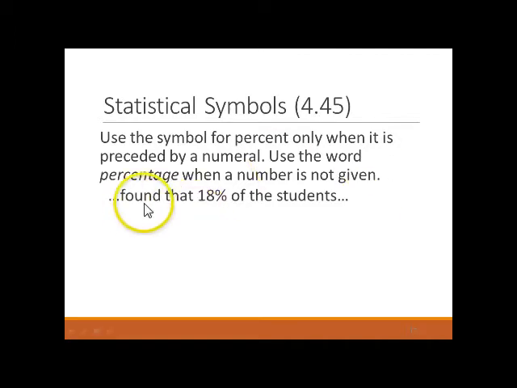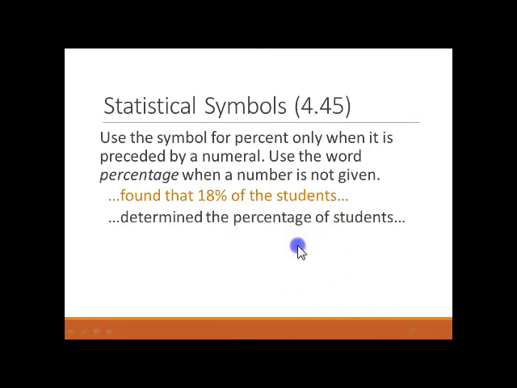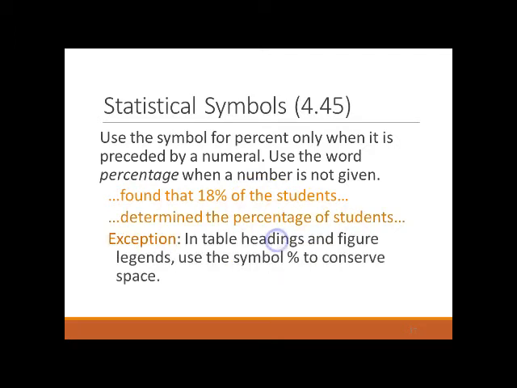So if we wrote something like 18% of the students, notice that 18 is written as a numeral because it's a number 10 or larger, and then that would be followed with the percent symbol. There's no space between the number and the percent symbol. Here, if we're talking about percentage of students, it's a word in the narrative, and we need to write the entire word for that reason.